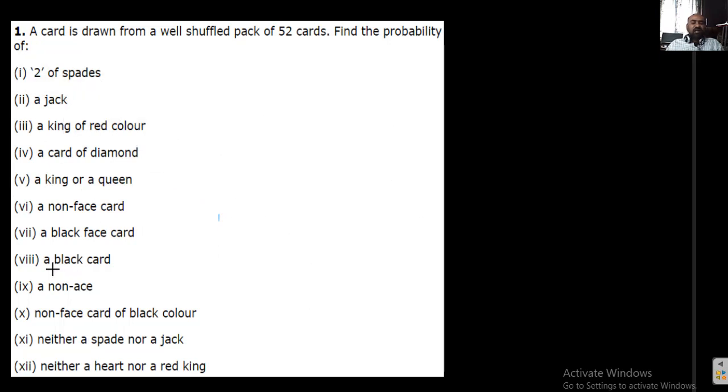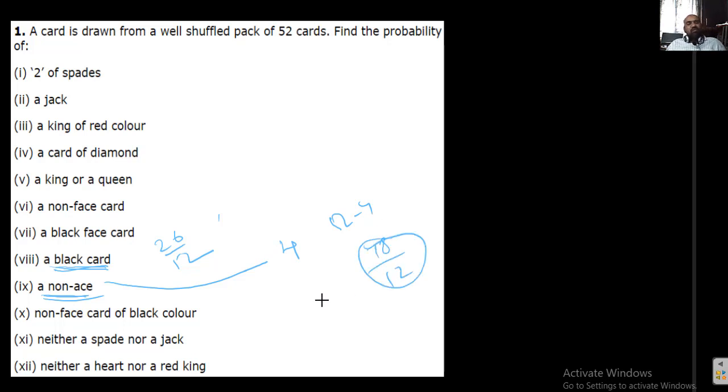Next one is a black card. Black cards are 26 actually. So 26 by 52. A non-ace: aces are 4 from the total of 52. So 52 minus 4, what is that? 48. 48 by 52 is the required probability.